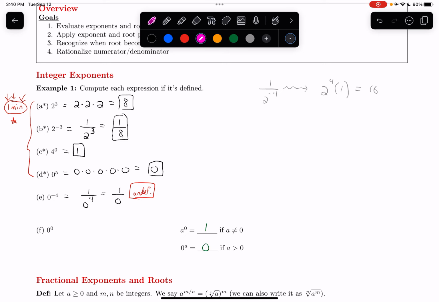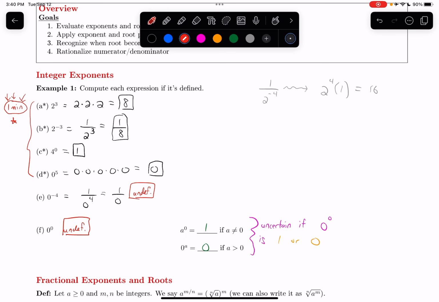So as a result of this, it's unclear, it's uncertain if 0 to the 0 should be 1 or if it should be 0. There's no clear way to define it. As a result, 0 to the 0 is undefined. So 0 to 0 is undefined.